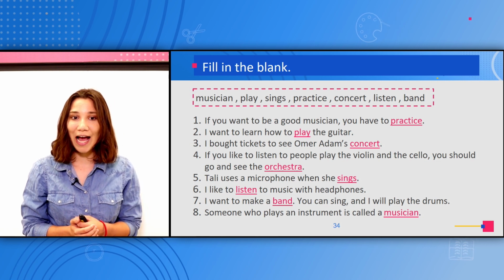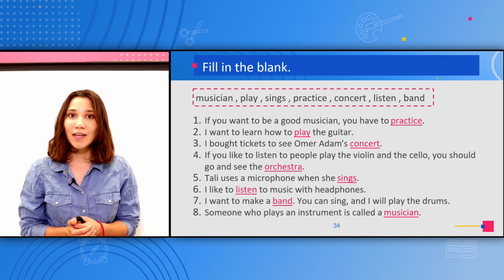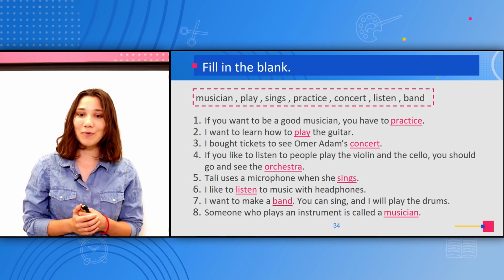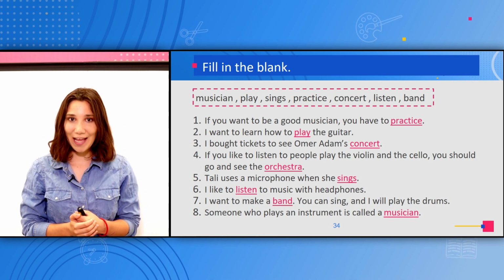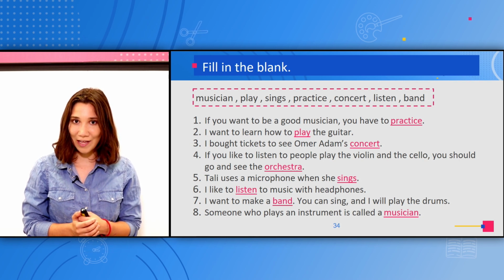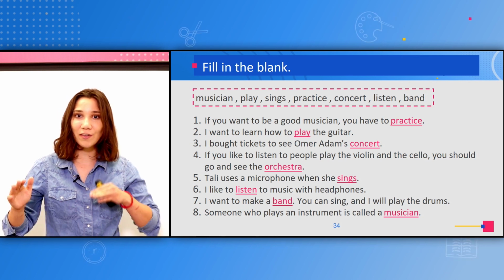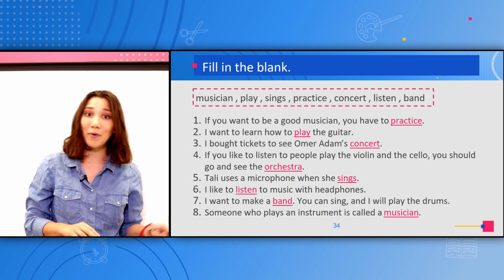Number 6, I listen to music with headphones. Number 7, I want to make a band. You can sing and I will play the drums. And number 8, someone who plays an instrument is called a musician. So check your answers, make sure they're right. You can pause the video if you want to read it again, but we're going to keep going.